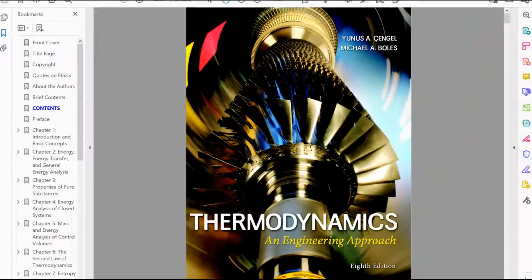The following example is taken from this textbook, Thermodynamics: An Engineering Approach, 8th edition.